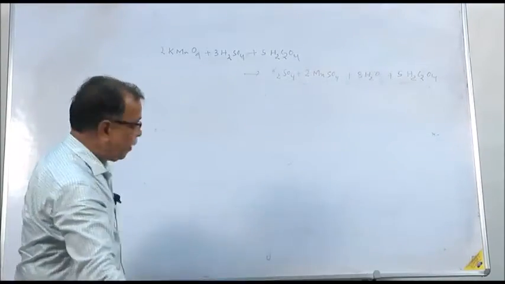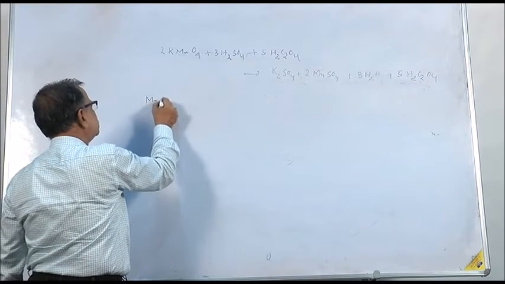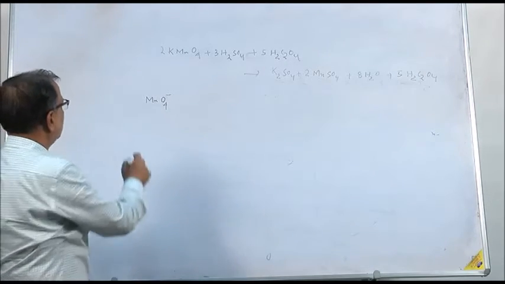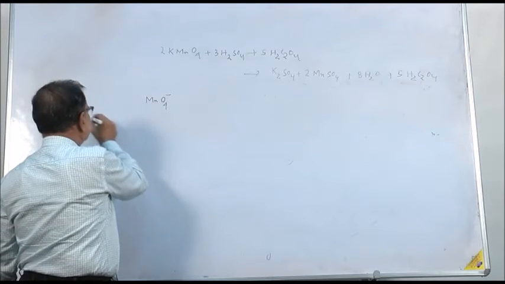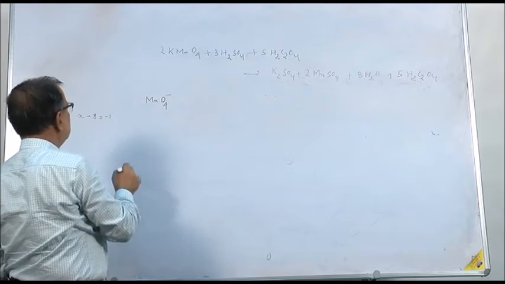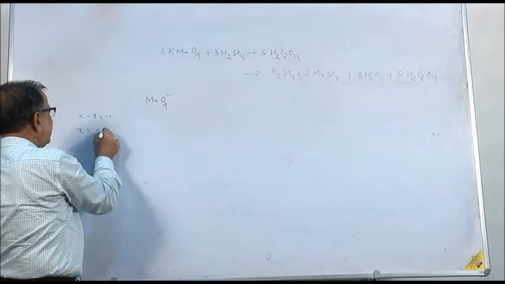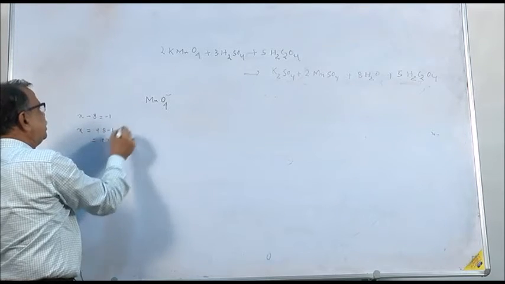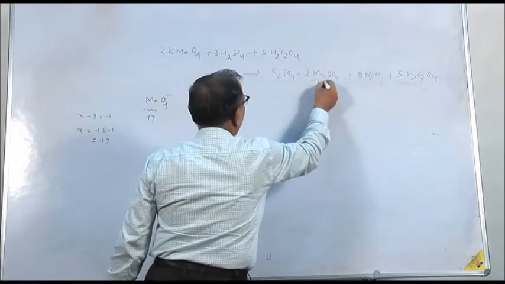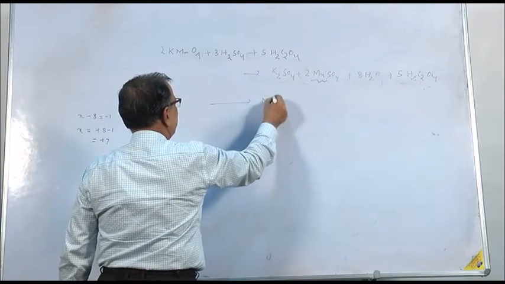In the equation, MnO4 minus, we may write this equation as MnO4 minus. In the MnO4 minus, manganese remains as X. X minus 8 is equal to minus 1, so X, the oxidation number of manganese, is plus 8 minus 1, which is equal to plus 7. So manganese remains as plus 7, and plus 7 changes to plus 2, Mn plus 2 in acidic medium.